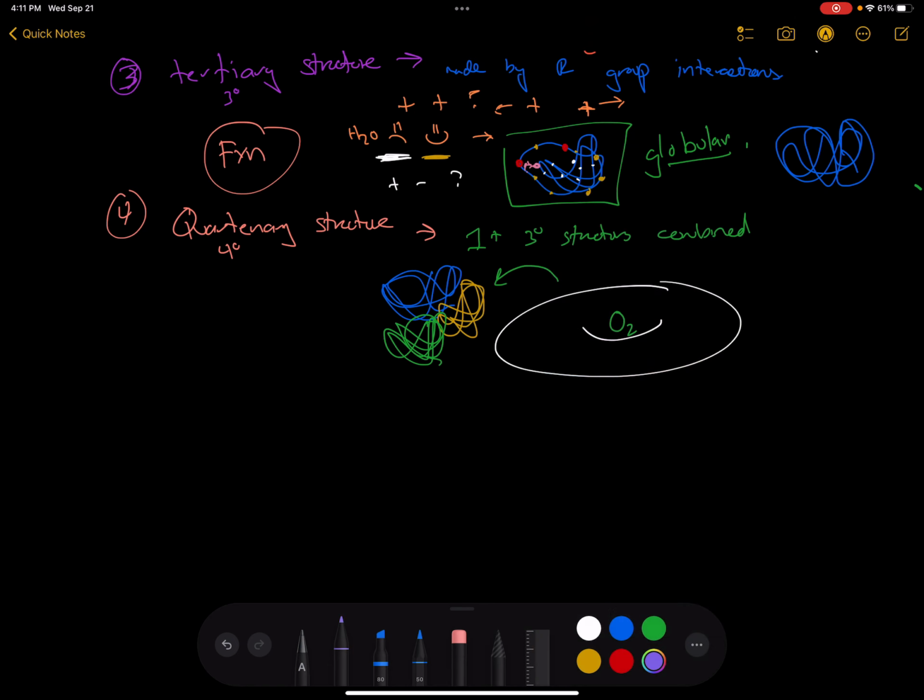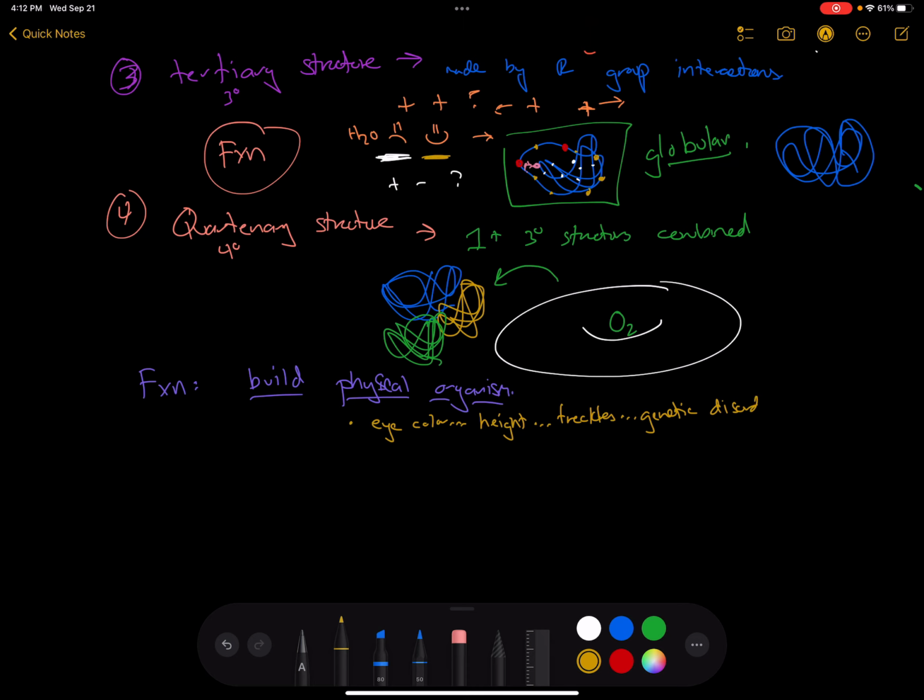Last thing for proteins, we need to do the function. The function of proteins is to build a physical organism. That's all I'm doing with the protein, which I say like it's nothing. That's a lot. But everything physical that you see about something living is dictated by a protein. So we could do really easy examples, like eye color is dictated by a protein, or how tall you are, or whether you have freckles or not. Or if you have some type of genetic disorder, that's dictated by a protein. Maybe heart disease runs in your family, that's dictated by a protein. Anything that is made by your body is a protein, everything.